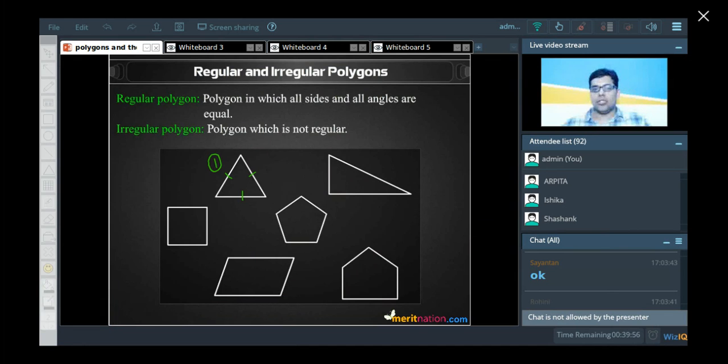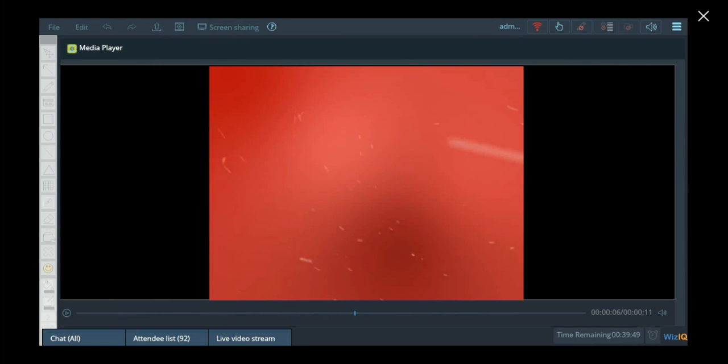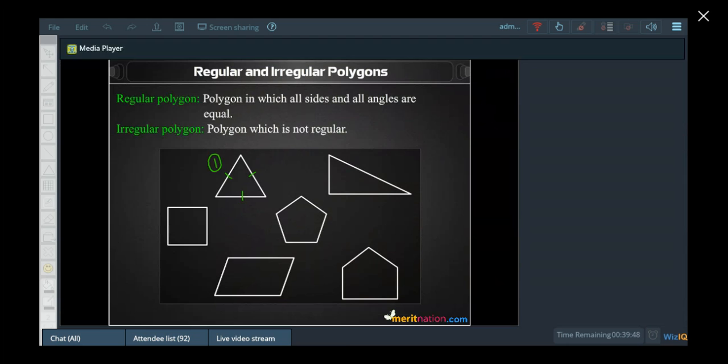Guys, just give me a moment. I am coming back. I am just logging out and logging in once because the media player problem is coming again and again, popping up and popping down.